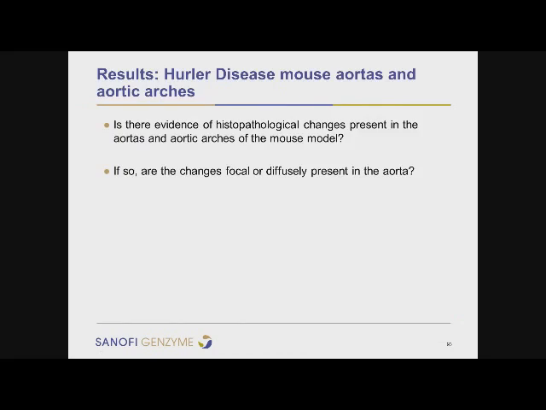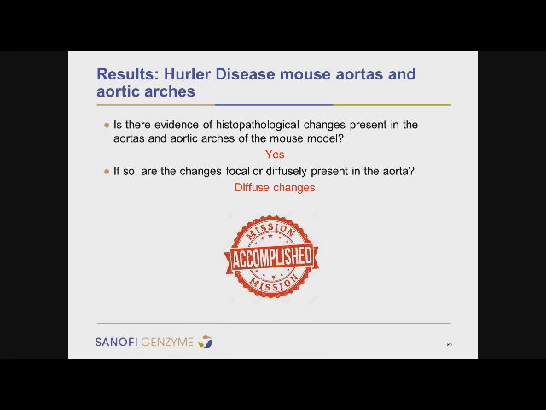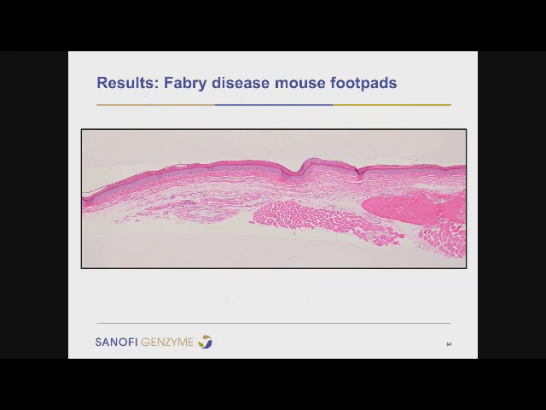So is there evidence of histopathologic changes present in the aortas and the aortic arches of the mouse model? Yes, indeed. And if so, are the changes focal or diffusely present in the aorta? And we found that they were diffusely present in the aorta. So again, the mission was accomplished in these cases.